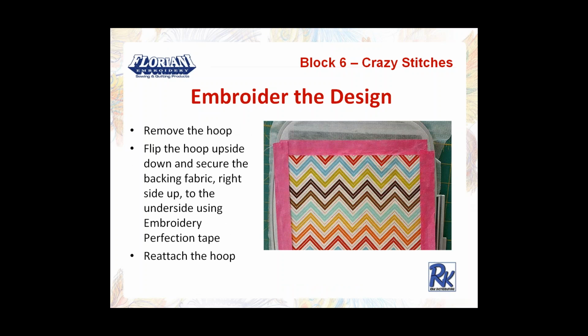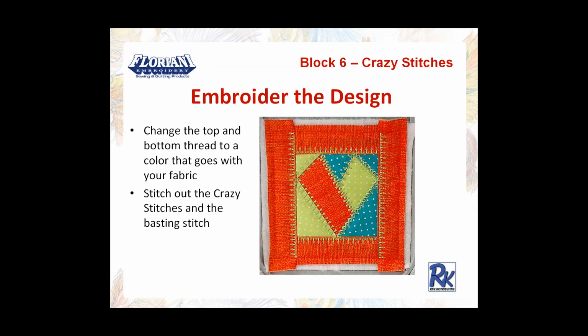You want to make sure to get that backing fabric nice and tight and get the tape down so it doesn't catch on your bobbin. And I should say your needle case, and then put the hoop back in the machine. Now it's important to change the top and bottom thread to a color that goes with your fabric. You could have done that at the beginning, it wouldn't matter. And then you want to stitch out the crazy stitches, and you want to stitch out the basting stitch. And you can see we've changed the thread color for the basting stitch, but you really don't have to because you're going to pull it out anyway. And that completes the stitching of the design.